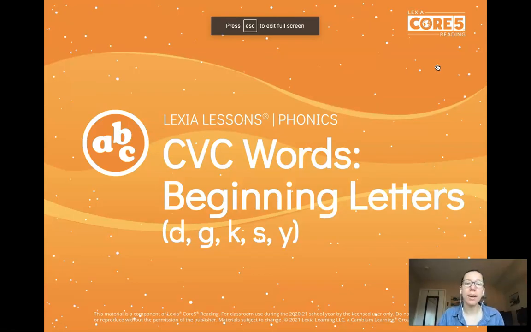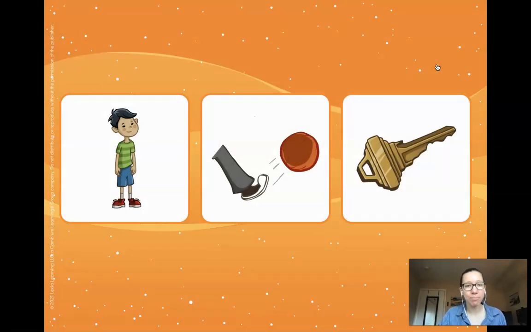So today we are talking about CVC words with the beginning letters D, G, K, S, and Y. That letter Y can be tricky because remember Y says y, y, y, not w. So we sometimes think that Y says w, but nope, that's the sound for W. So today we're looking at words that start with y, y, y for Y.